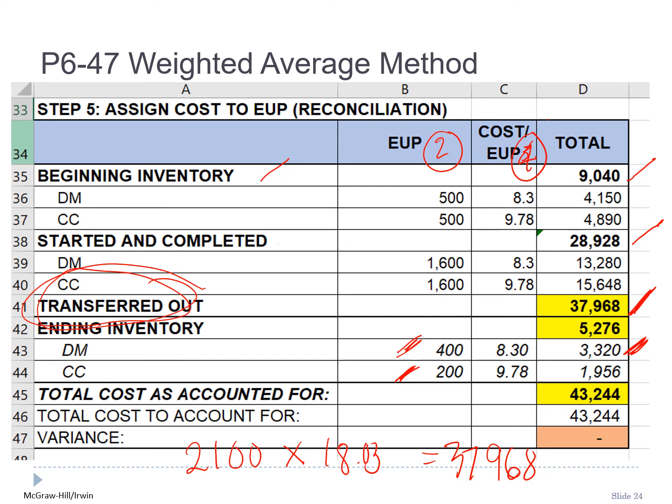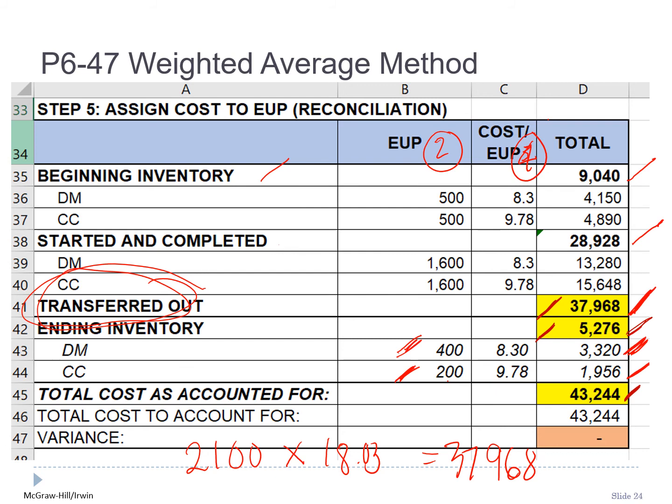So, yung conversion cost is ilang percent complete na ba? 70% complete. Sorry, this is 50% complete. Ayun pala, 400, 200. 50% complete, so 200 lang siya. So multiply by 9.78, we will get 1956. So if we add 3320 plus 1956, that will give us 5276. Ayan. If we add 37,968 plus 5276, we arrive at 43,244.